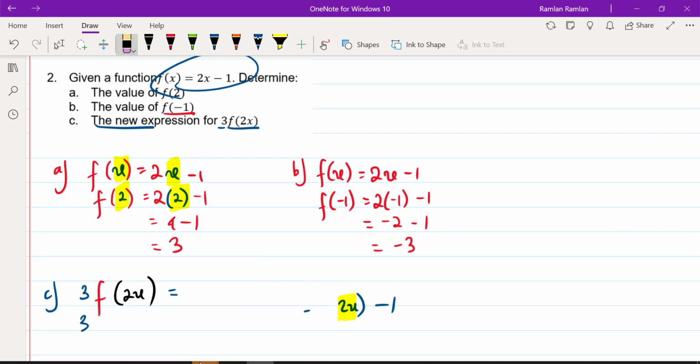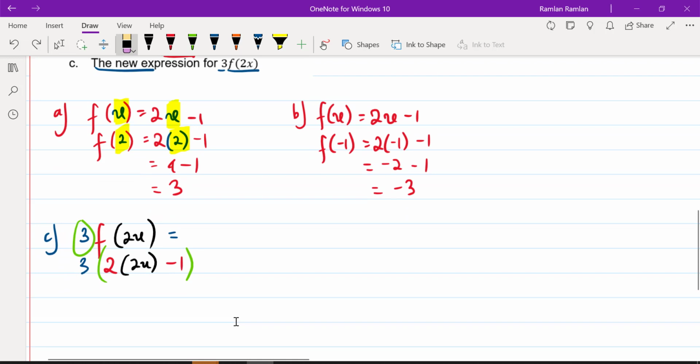So we're going to do this one here. We're using the same concept. It means that it will be 3, and then 2, and then in brackets 2x, and then minus 1. Okay, so don't forget that you need to put brackets. I forgot to put the bracket there. So the bracket should be over here, right? Because this is like 3 times this, the same thing.